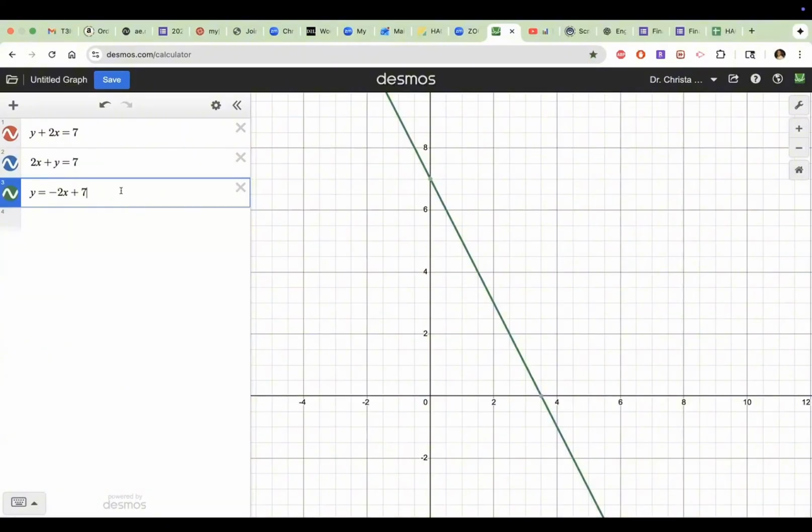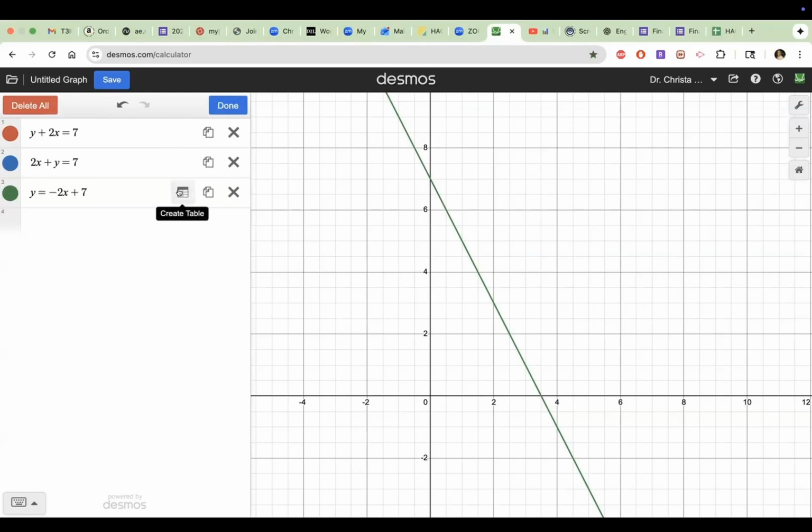So you see all three are the same line. But in order to get a table, you need to have it as y equals. Okay, it has to be y equals or you won't even see what I'm about to show you. So here I'm just showing you how to get a table. When I click the settings button, the function, you see that it doesn't work for the red one or the blue one. It only works for the green one because I have it in y-intercept form.